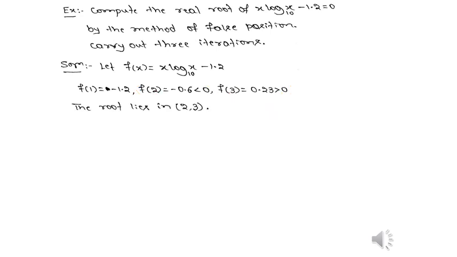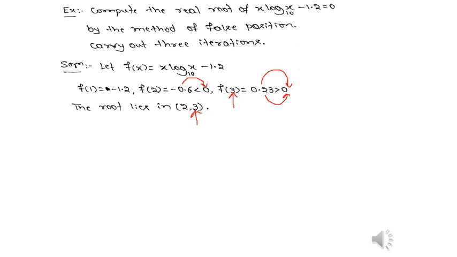Let us say that. Now the root lies near to 3. Why? Because this value at f of 3 is very near to 0 than the other value. It is minus 0.6 and this is 0.23, which is very near to 0 than the other one. So we can say our root lies near to 3.